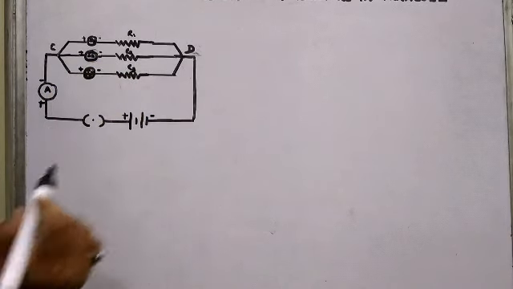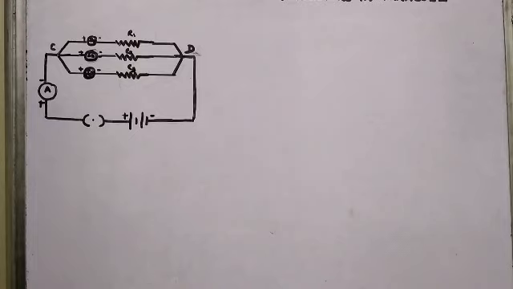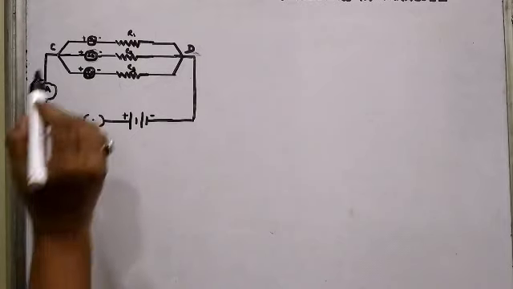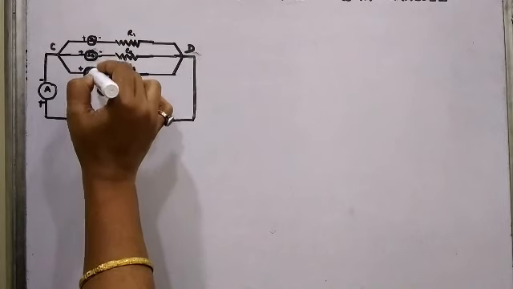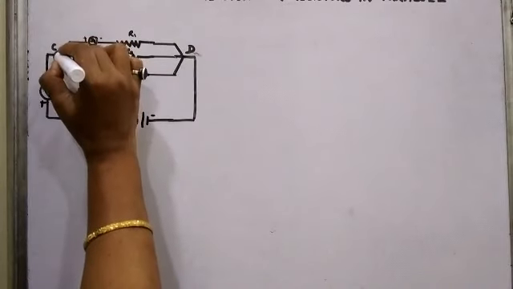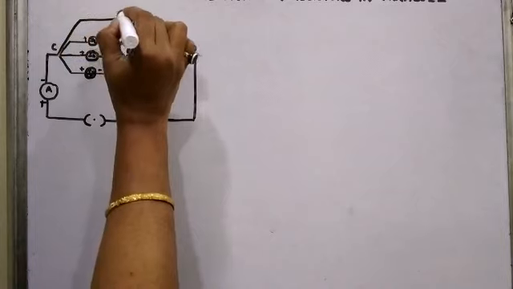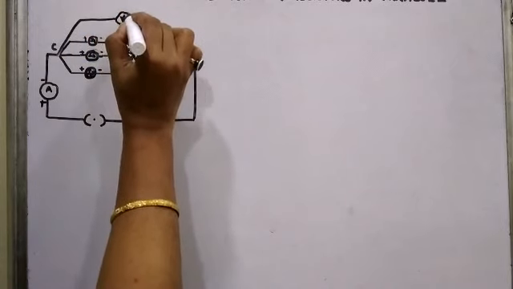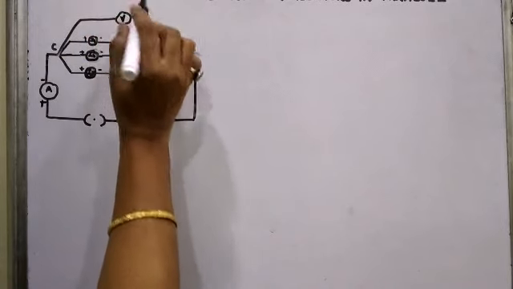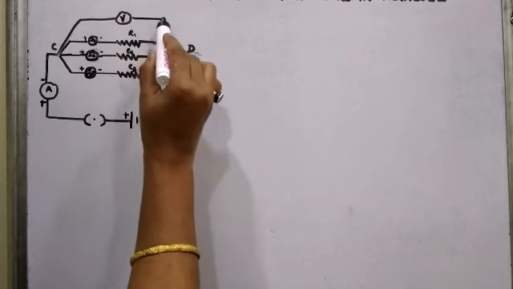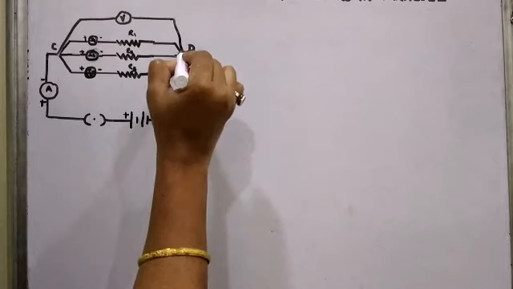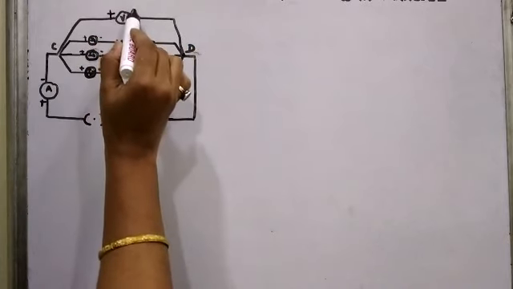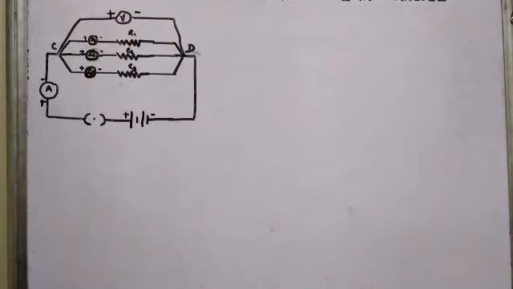So the current flowing through each of the resistors is different, but the potential difference across each of the resistors is the same. As we have already mentioned, an ammeter is always connected in series and a voltmeter is always connected in parallel. So we are going to show a voltmeter V connected in parallel between two common points C and D. And the voltmeter will give us the voltage which is going to be the same across each of the resistors.